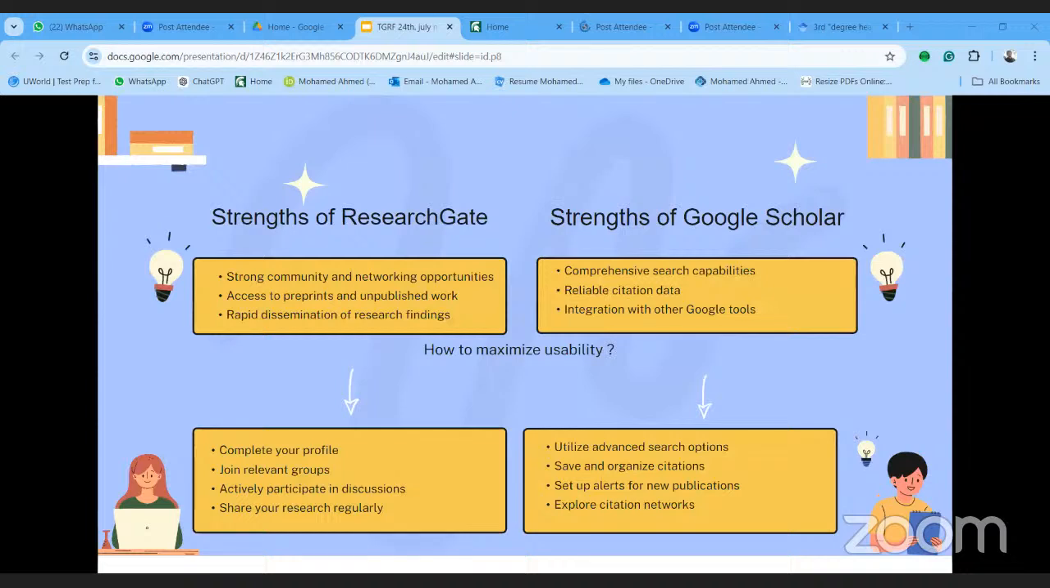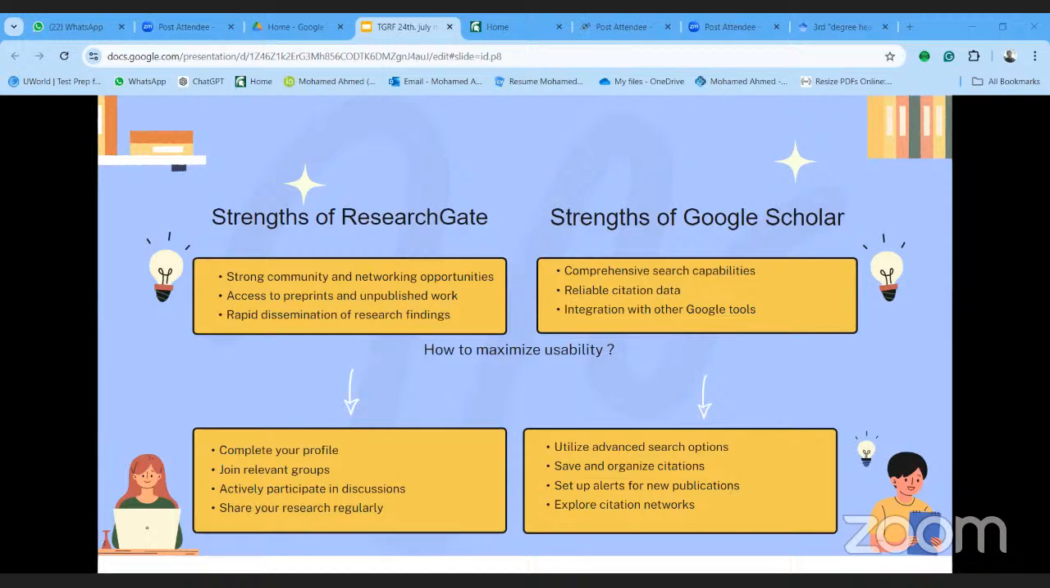ResearchGate's strength lies in its community-driven approach. So basically, it's an excellent platform for connecting, sharing, and getting feedback. Google Scholar, on the other hand, is an extensive database with advanced search features that makes it a very invaluable tool for finding the most relevant research articles to your research question.